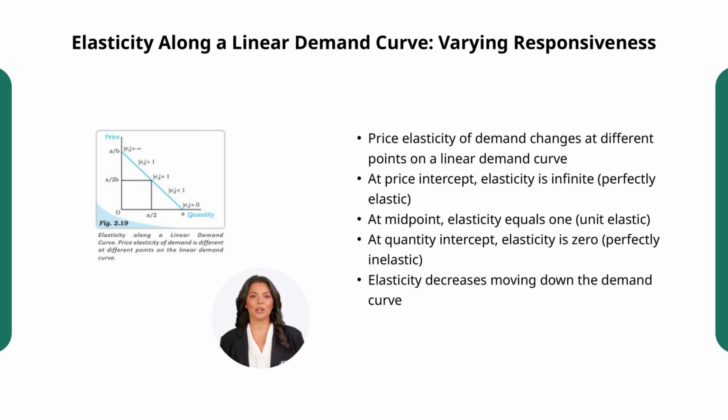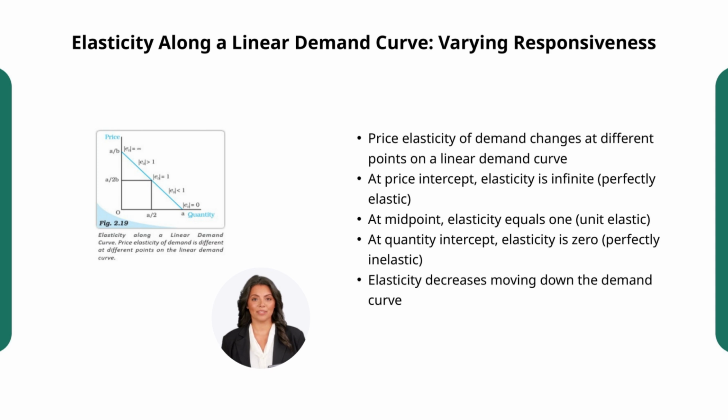As you move down the curve, elasticity decreases. At the midpoint, elasticity equals exactly 1, representing unitary elastic demand. The percentage changes in quantity demanded and price are the same here. Finally, at the very bottom where quantity is maximum and price is 0, elasticity becomes 0. Perfectly inelastic demand, where quantity demanded doesn't change with price.